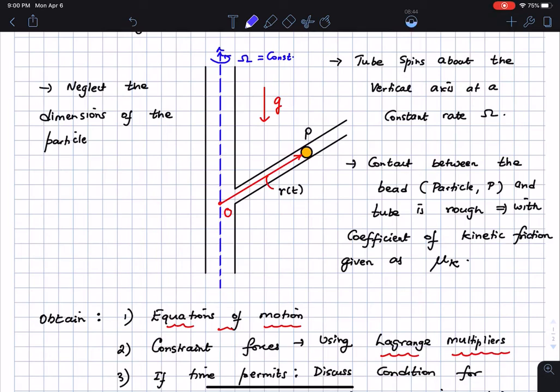All right, and then we have the force of gravity acting. We are told that the contact between the bead and the inner surface of the tube is a rough contact, which means that we are going to have the forces of kinetic friction involved in this problem. So this is a non-conservative system. That's something that we have to keep in mind right at the beginning itself.